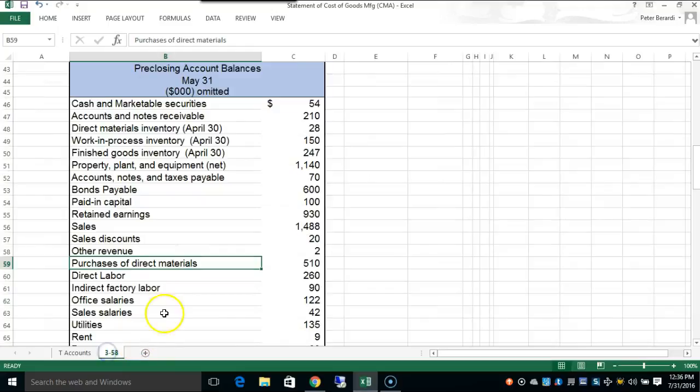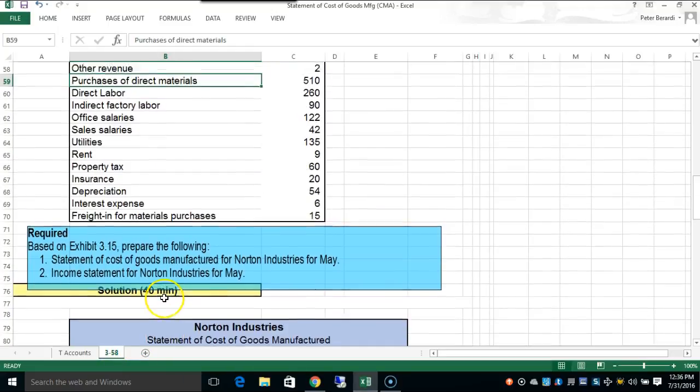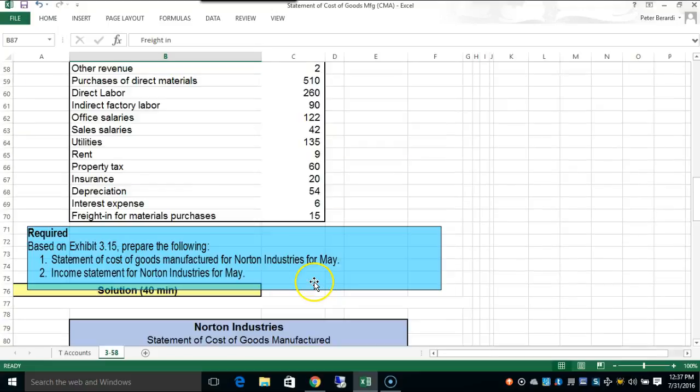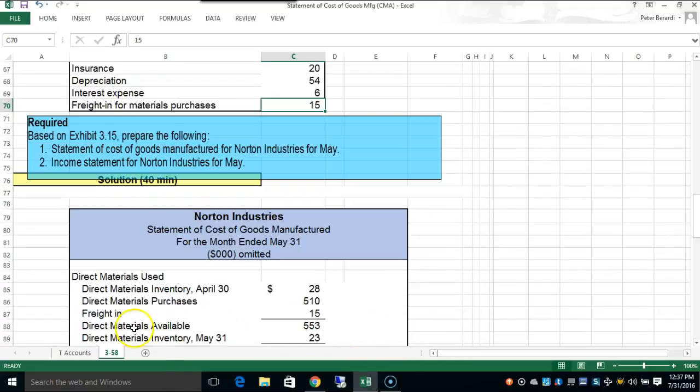Next step on the statement of cost of goods manufactured is you're going to add in freight. Freight, as we know, is part of GAAP, the freight of transporting inventory in, whether it's a manufacturing company or a retailer or a distribution company. We include freight as the cost of the materials. So we have to take the freight for materials and add that into our direct materials inventory.